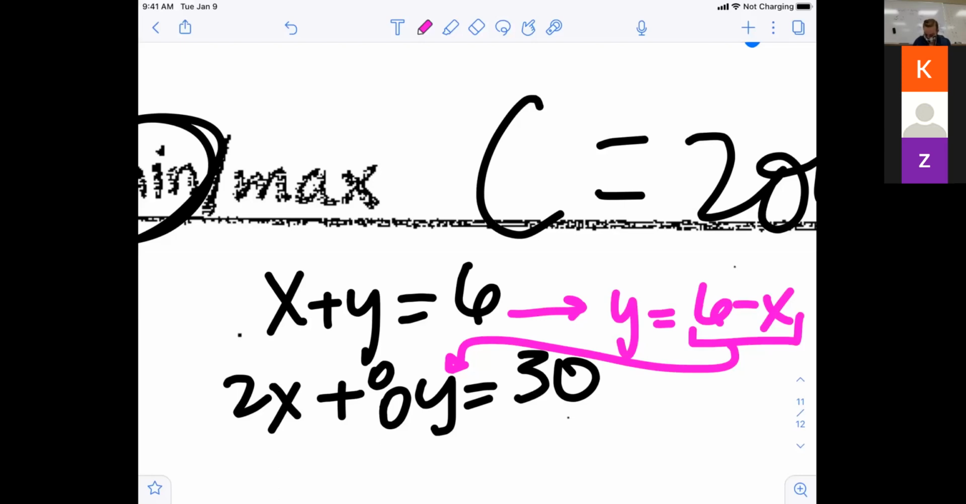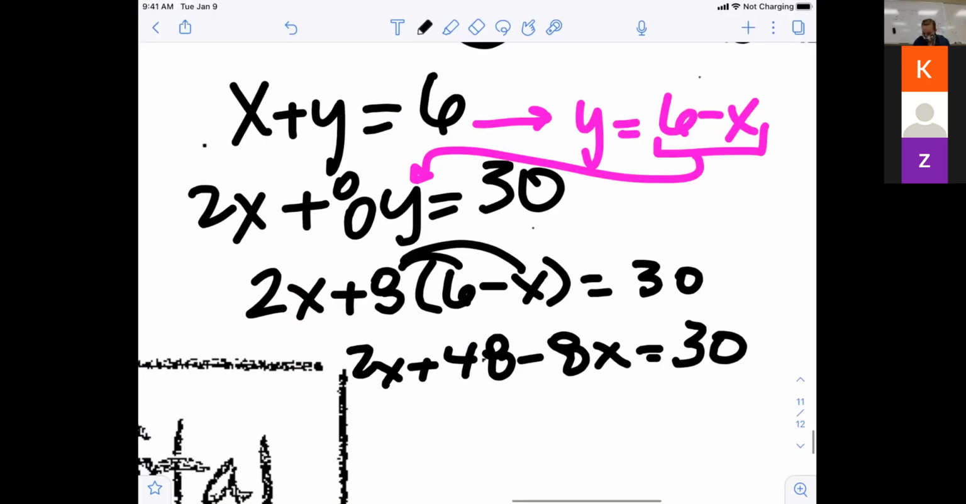So 2x plus 8 times 6 minus x equals 30. 2x plus 48 minus 8x equals 30. Combine my like terms and minus 48 from both sides. So I get negative 6x equals negative 18. And then I get x equals 3.